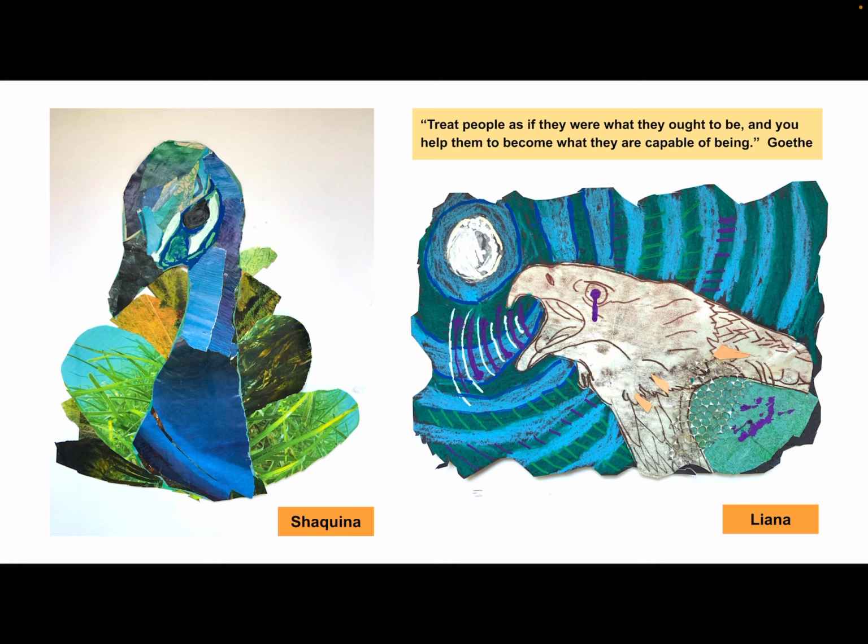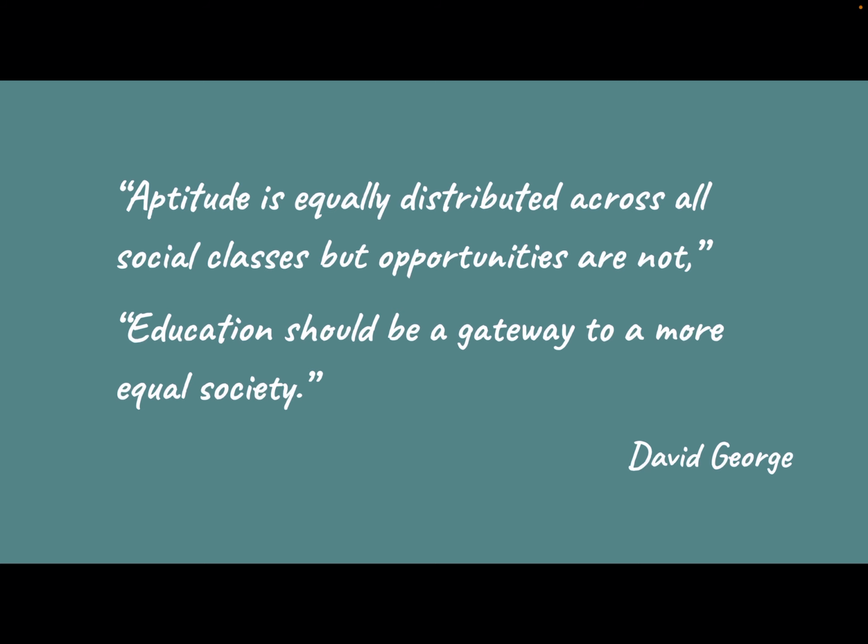And I love this quote at the top by Goethe: treat people as if they were what they ought to be, and you help them become what they're capable of being. I think it's really appropriate here. So, another couple of quotes which are very poignant as well.